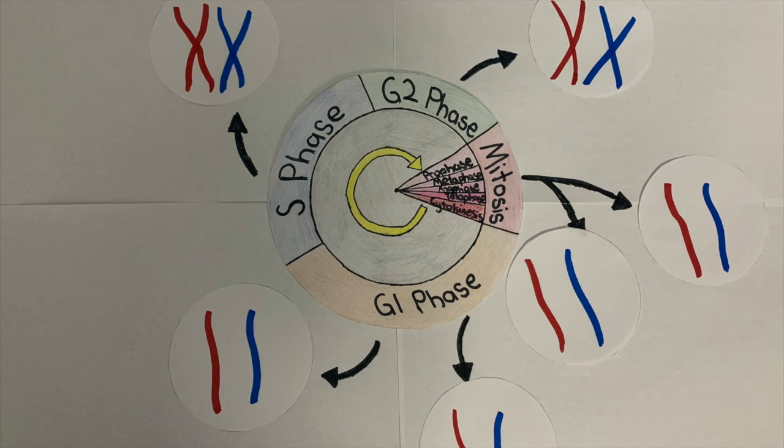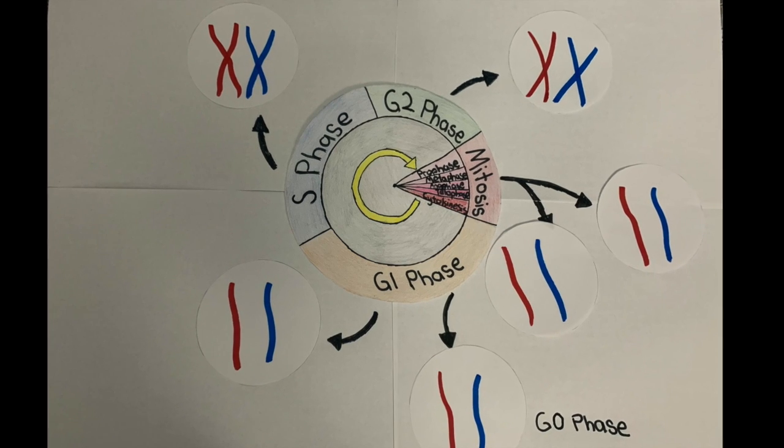Cells can also exit the cell cycle and go into a non-dividing state, which is the G0 phase. Many cells of the human body are in the G0 phase, such as nerve cells and muscle cells. This is because they do not divide. This is an overview of the cell cycle.